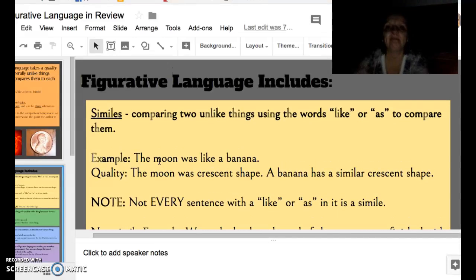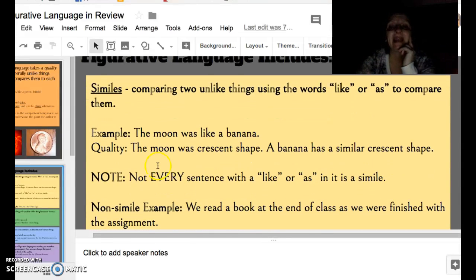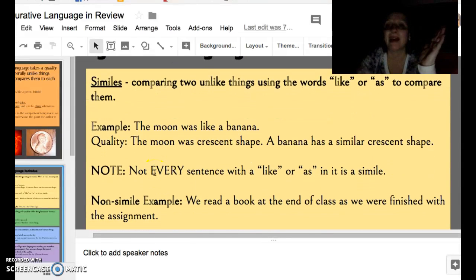Well, this is actually talking more about figurative language, because some of you need to review this. Similes compare two unlike things using the words like or as to compare them. So the moon was like a banana. Yeah, but we know that it's not a banana. But what we know is that the moon is crescent shape at times. A banana also has a similar crescent shape. And so that's the quality that is being compared.